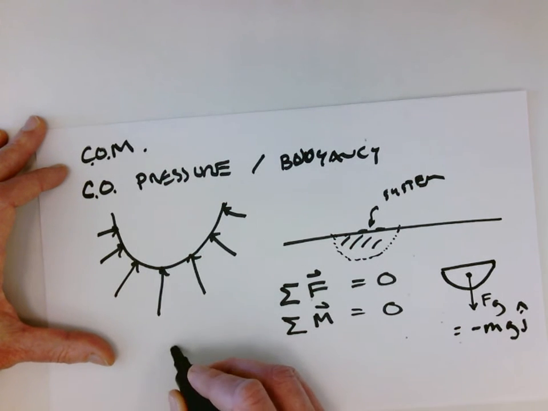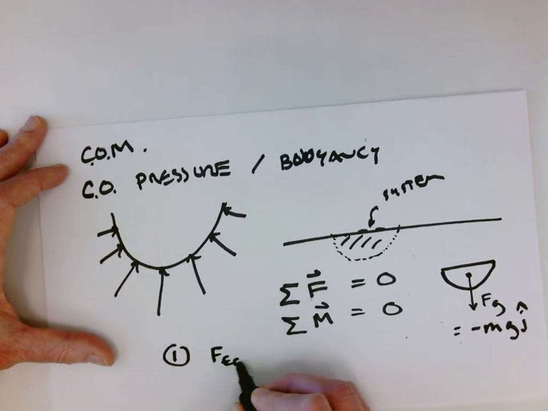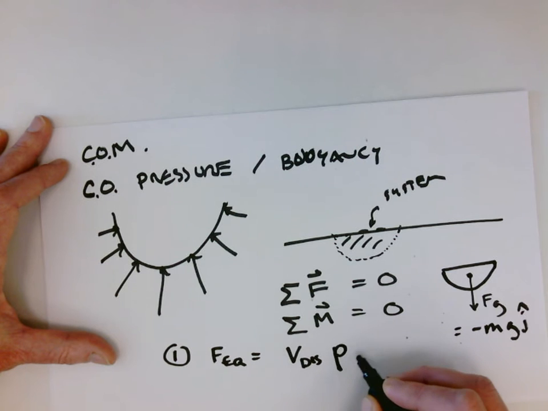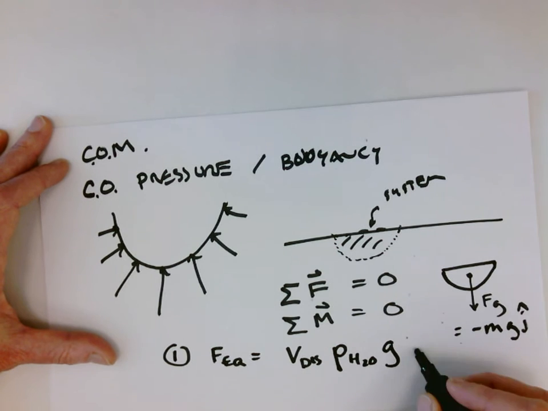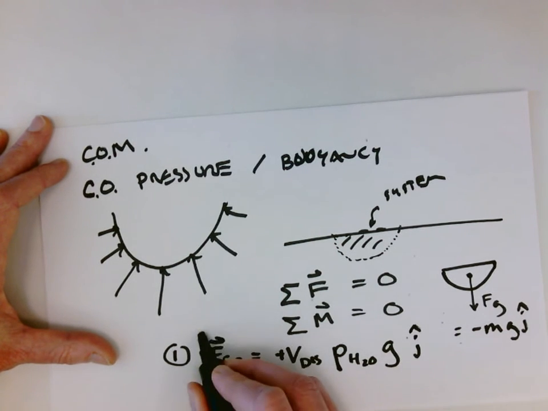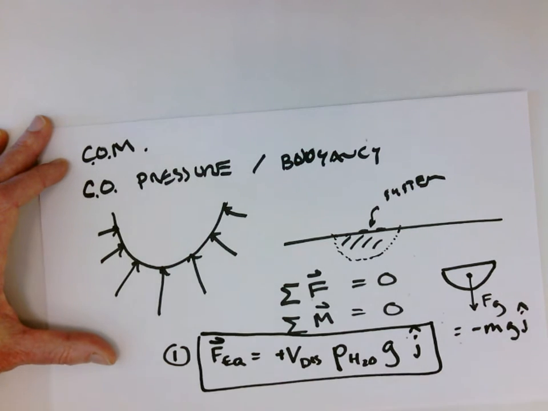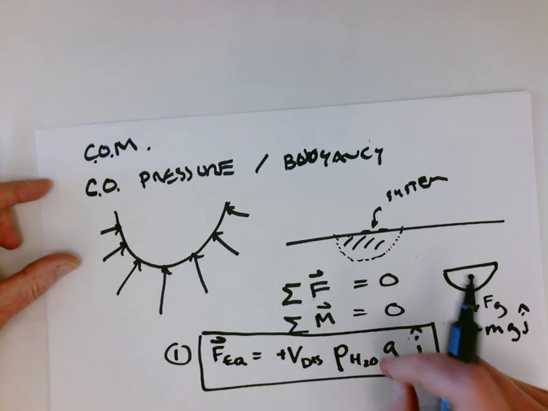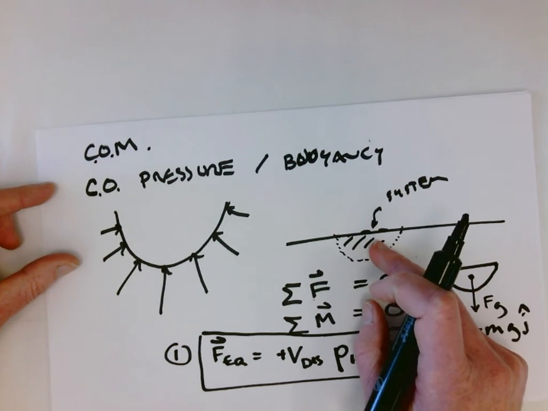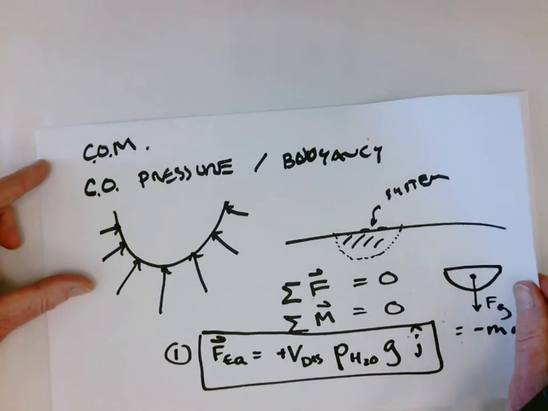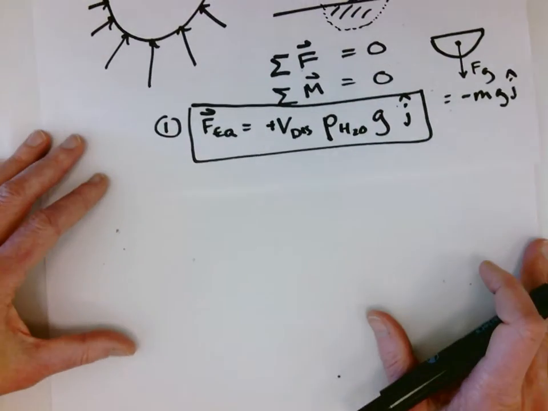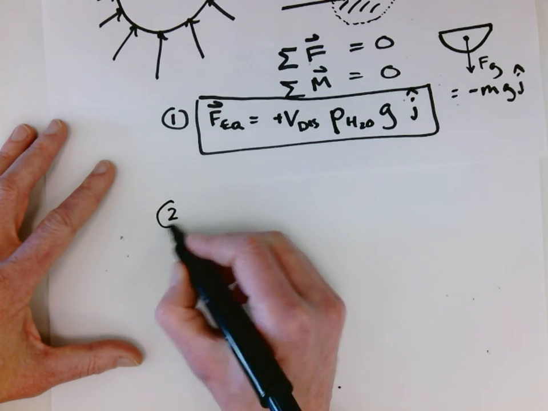So my first claim is that F equivalent is equal to the volume displaced times the density of water times the gravitational acceleration in the plus j hat direction. That is what my equivalent force is going to be. The reason is that it is the magnitude of the gravitational force. It must be equal and opposite since the system's at equilibrium, since this chunk of water is not going anywhere, or in the case of the boat, since the boat's not going anywhere.